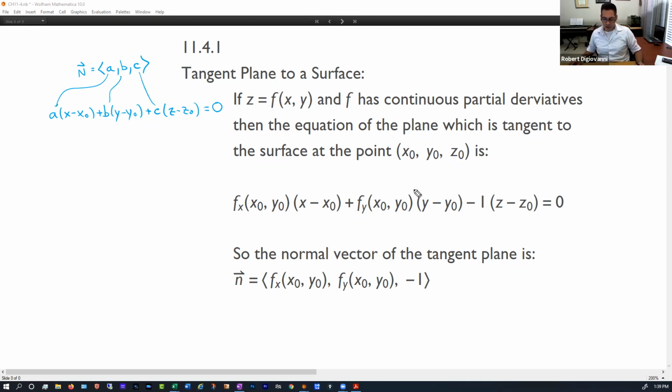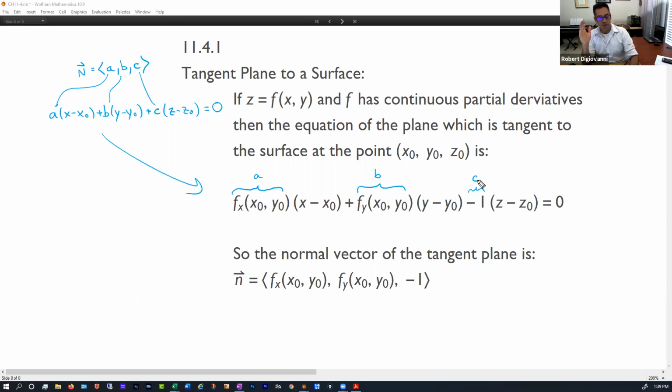So when you look at this equation right here, do y'all see that it is the same equation? With this exception, this right here is our A. This right here is our B, and -1 is C.